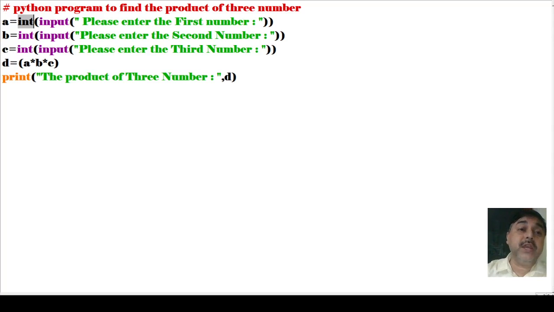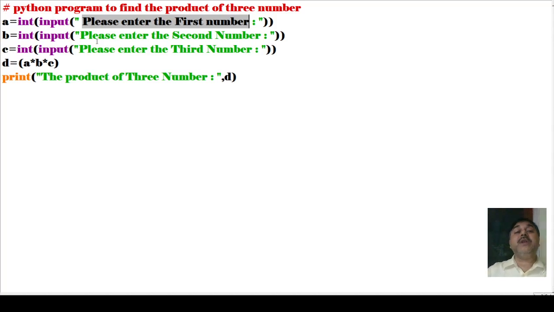First and foremost, what? Int. Int means integer type of value. Now under this int I have given input. Input is a function, that means I am calling the input function to execute it. As the input function executes, what is written here is: please enter the first number. Fine, please enter the first number. This is the type of execution we are doing here.